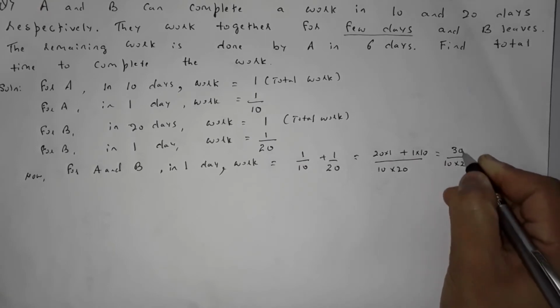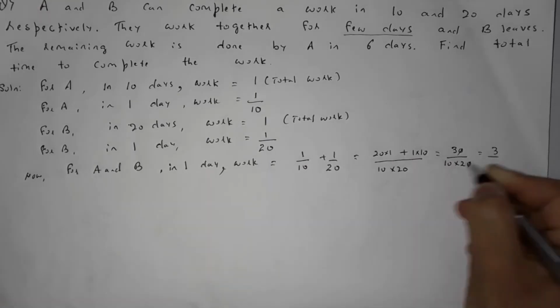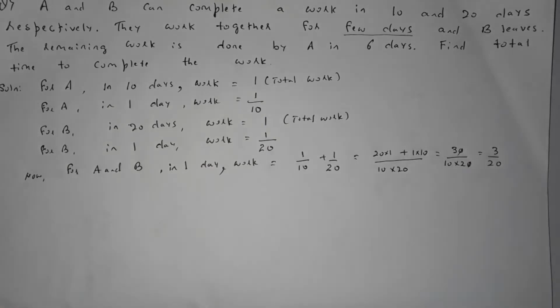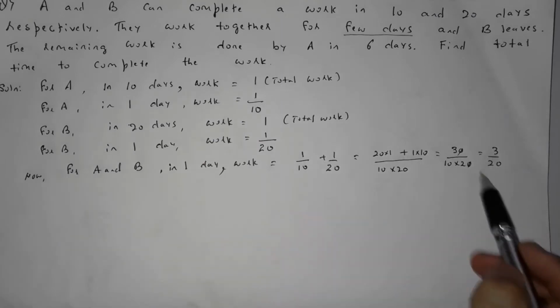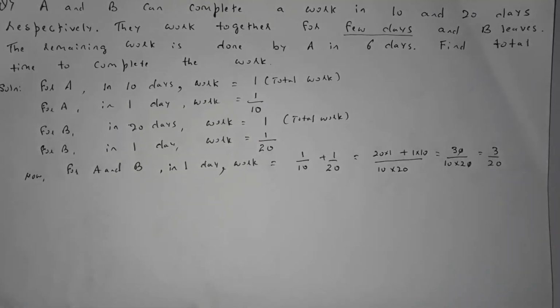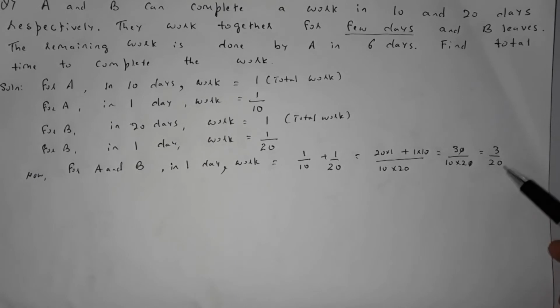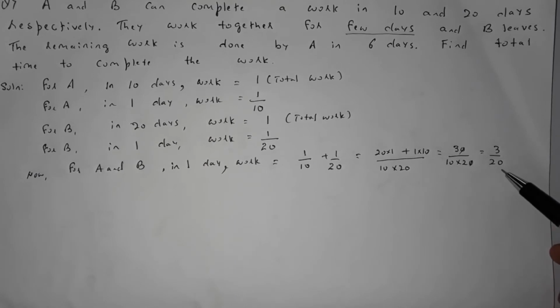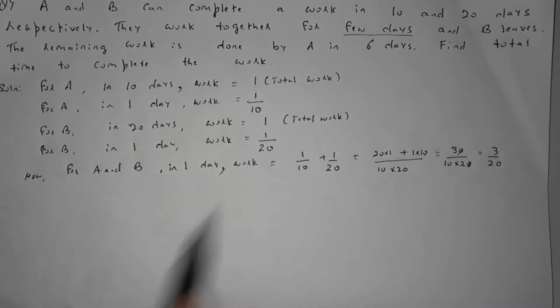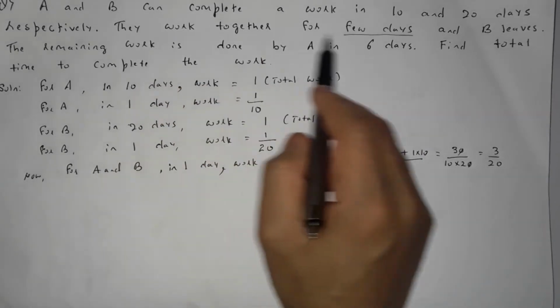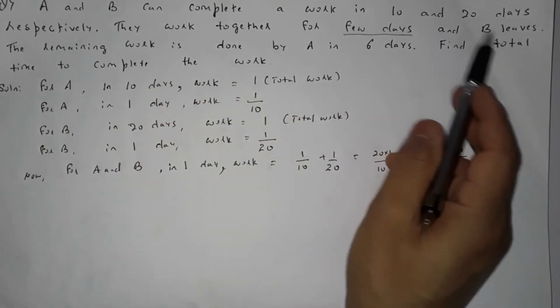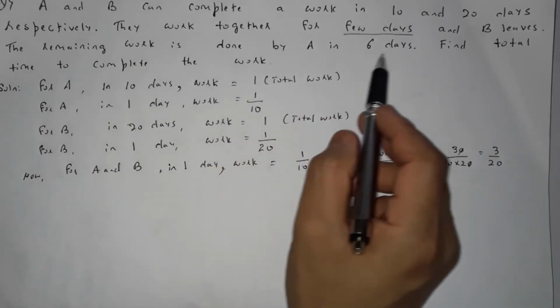Okay, so 0 and 0 are cancelled, so you get how much? 3 by 10 into 20. So A and B together complete in 1 day 3 by 20. In 1 day they complete how much? 3 by 20 of the work. Okay, now they work together for a few days. We have to find this. And B leaves. The remaining work is done by A in 6 days.